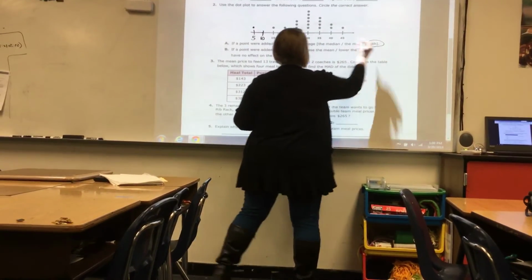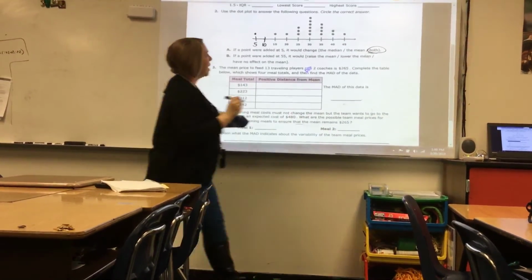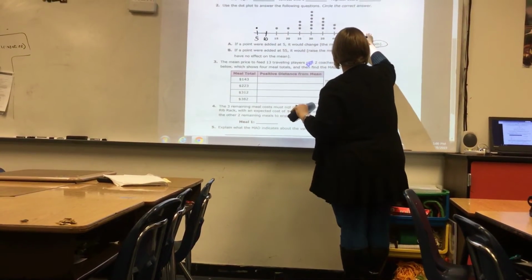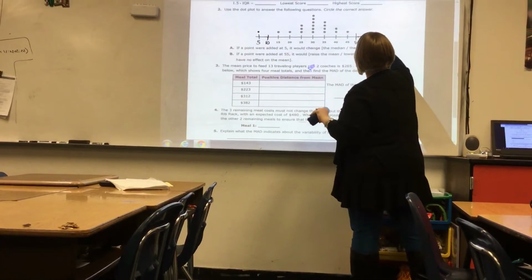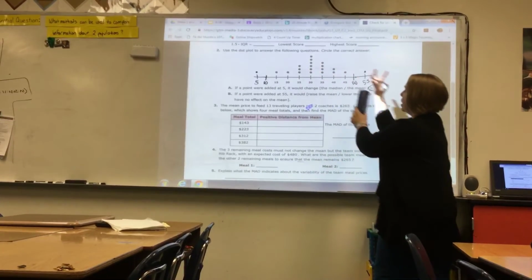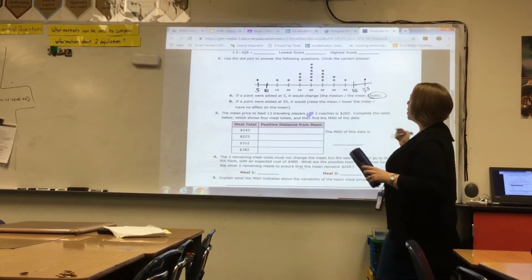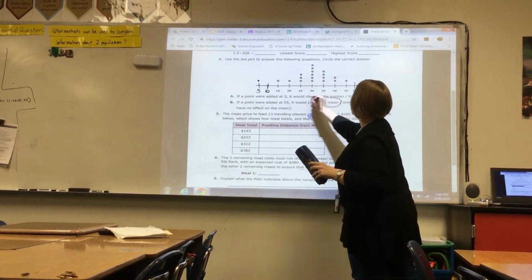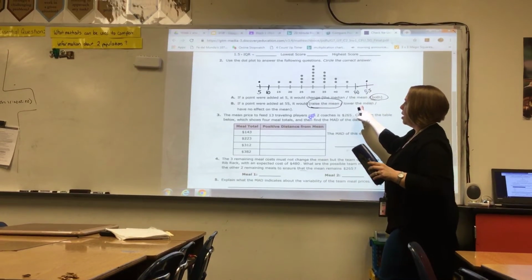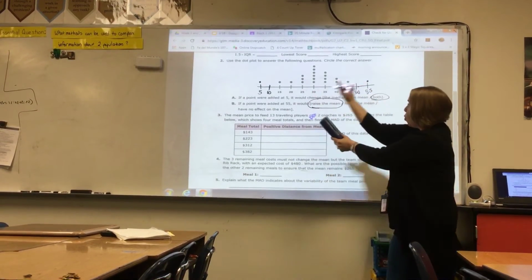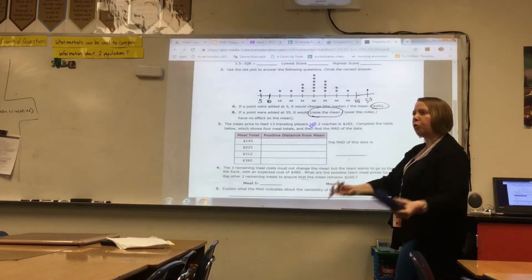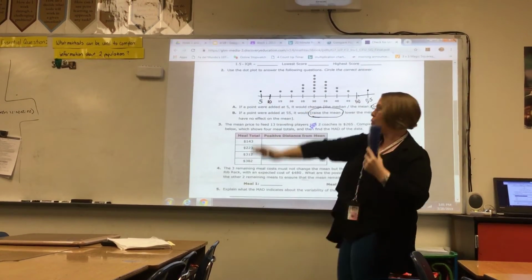So I think both. If a point were added at 55, so let's do 50, 55. Now we're shifting things this way. I think that it's a high score, so it would raise the mean. It's not going to lower it, but it's definitely going to change it. A high score pulls your, think about your grades. When you get a good grade, it pulls it up. When you get a low grade, it pulls it down.